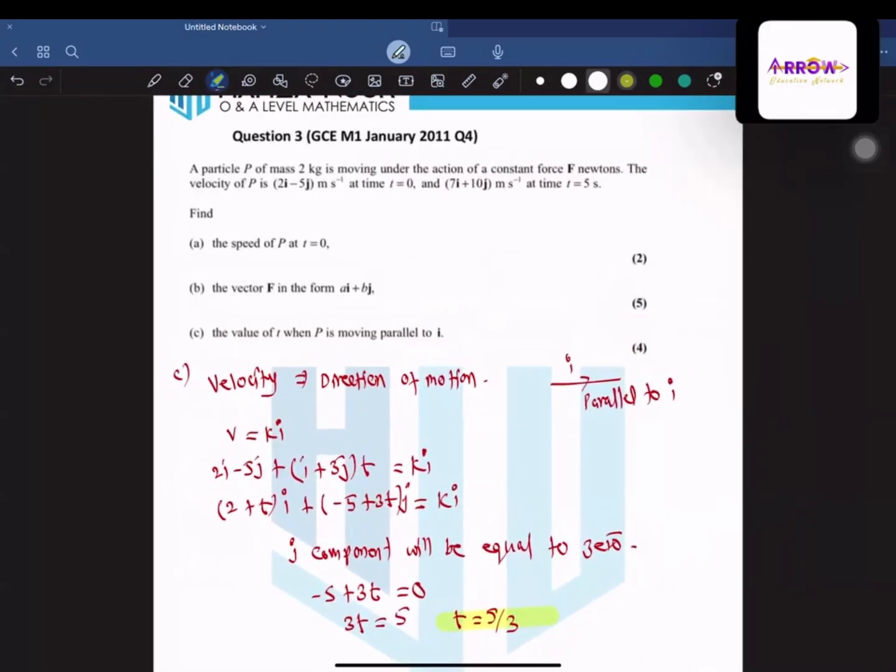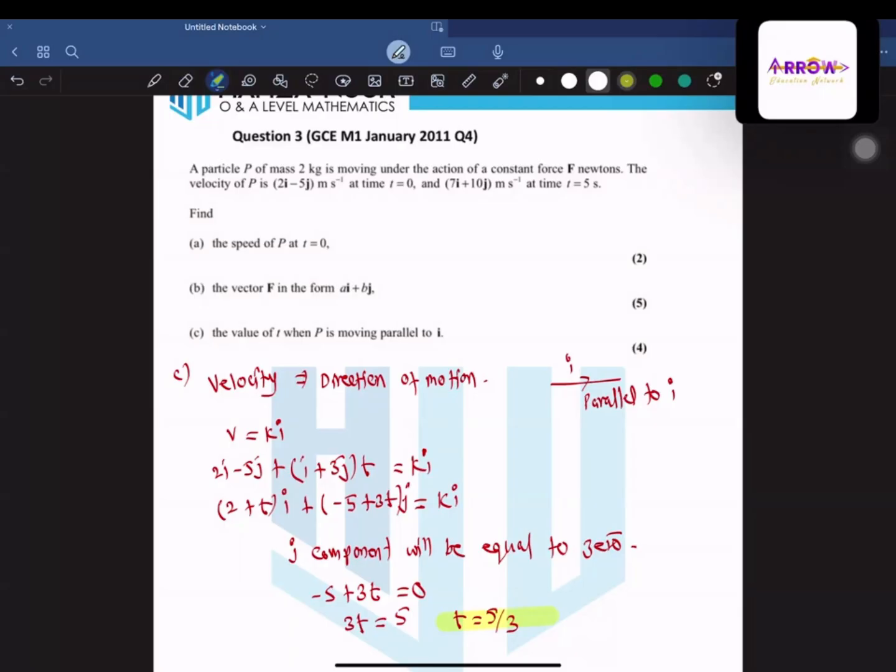So the j component is equated with 0 because the particle was moving parallel to the i vector. We just need to find the value of t over here. This is the instant which we are looking for. Because the velocity is changing over the period of time, with every value of t the velocity is changing. So we are just looking for one instant where the particle is moving parallel to i. So this is supposed to be your answer: t is equal to 5 over 3.